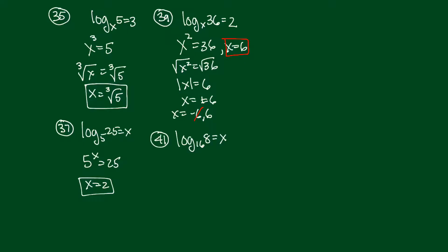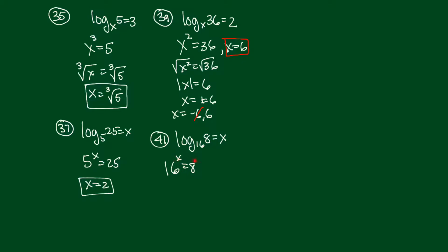Let's solve for x in 41. Log base 16 of 8 is x, so logarithms are exponents. That exponent goes on that base, so let's write it. 16 to some power is equal to 8. Now let's think about this. We've come across this before where what does that x have to be? If it's a 1, then I would get 16.